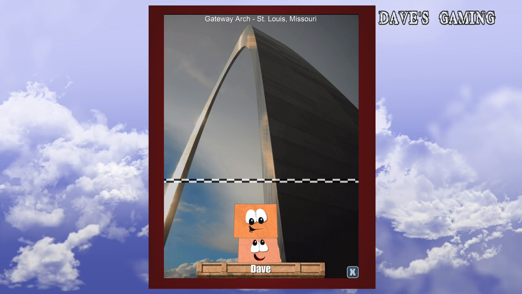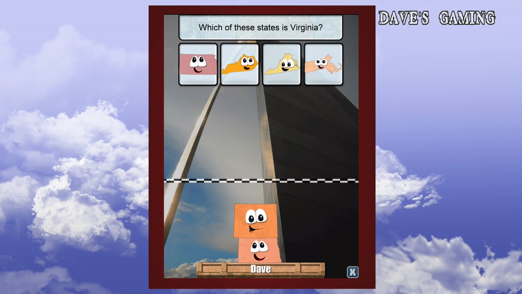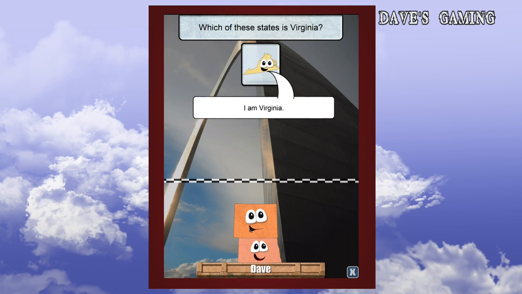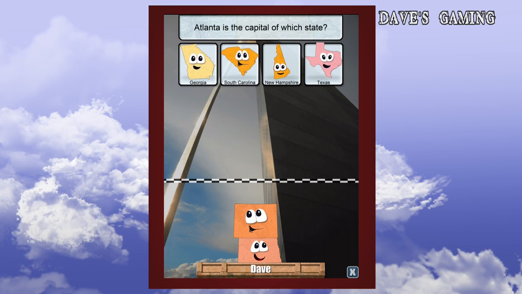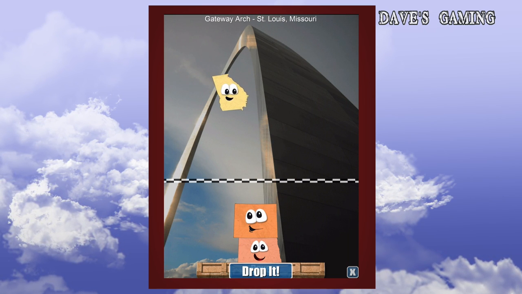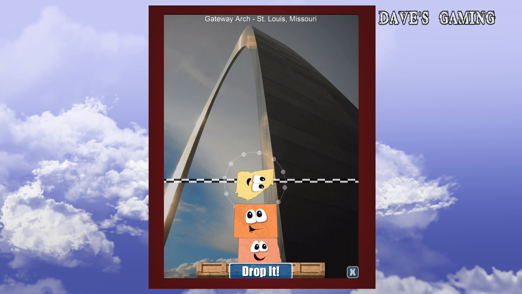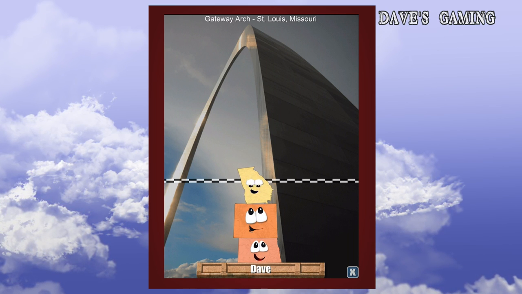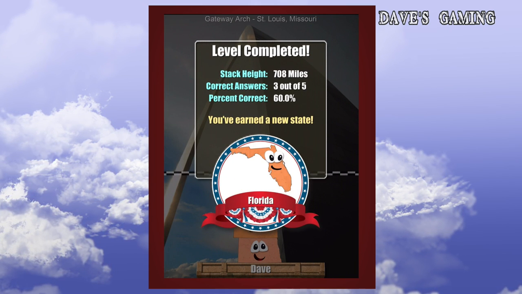Alright, that's very cool. Which of the states is Virginia? That's not a worm. I mean caterpillar. No. It looks like also a caterpillar. Virginia. Alright, so far one wrong. Atlanta is located in which state? Georgia, of course. My country. Then I made 60%. Come on. I made 60%. Yes, I did. 60%. Thank you.